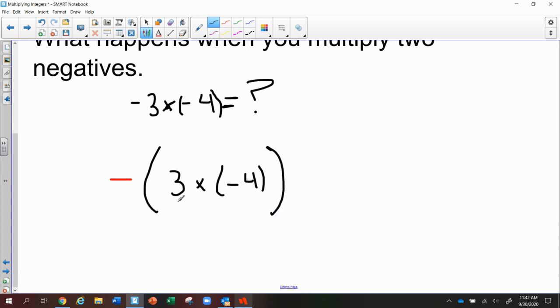And we just found out that if it's a positive times a negative, I use my multiplication facts. I know 3 times 4 is 12. It's negative because a negative and a positive is negative. But it's not asking for this. It's asking for the opposite of this negative 12. Well, what's the opposite of negative 12? It's going to be positive 12. So our answer for something like this is going to be positive.